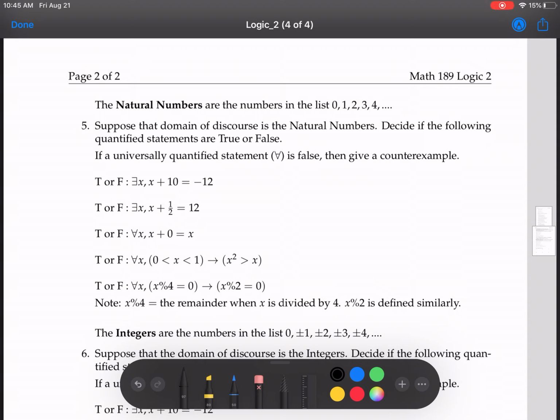All right, so the domain of discourse in this case is the natural numbers, the positive counting numbers and 0. So 0, 1, 2, 3, 4, 5, 6, 7, 8, 9, 10, 11, 12, on and on and on and on. All right, so in problem 5 here, in this first one, let's look at this first one here.